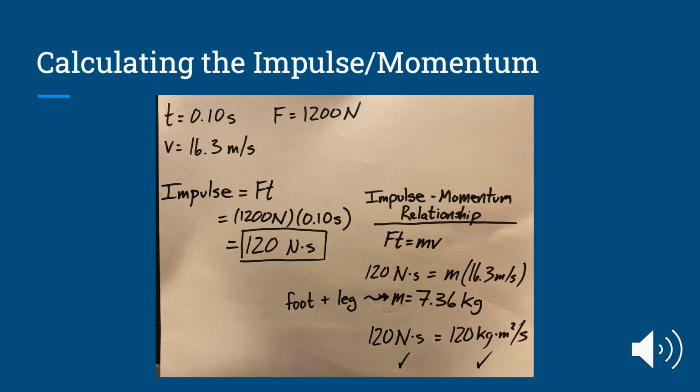To calculate the impulse, we just did force times time. So we used the 1,200 newtons and the 0.1 second values to get 120 newton seconds. And then on the right, you can see that we showed the impulse-momentum relationship, which is F times t equals mv. So we set mv equal to the impulse, 120 newton seconds, and then used the velocity, 16.3 meters per second. By doing this, we were able to show that the relationship is equal between impulse and momentum.